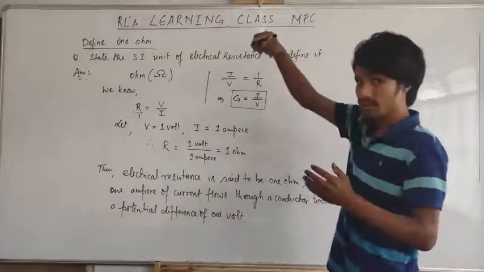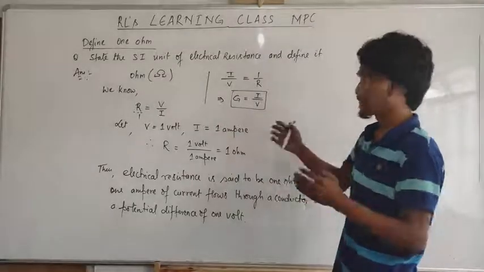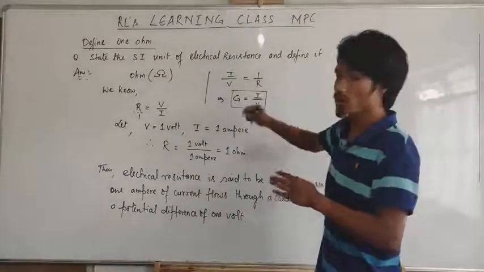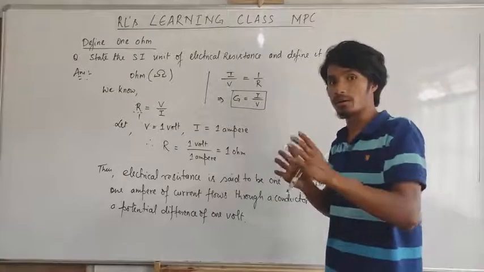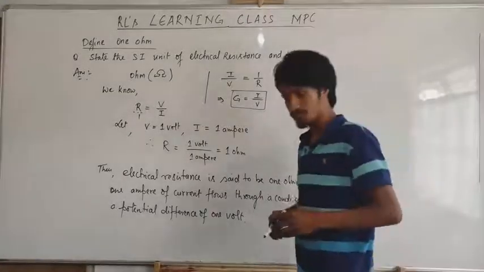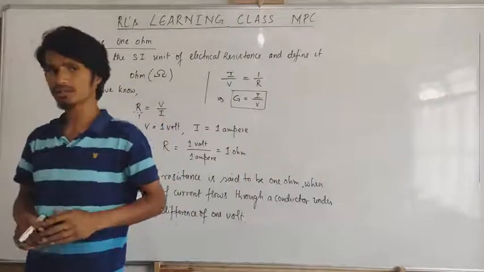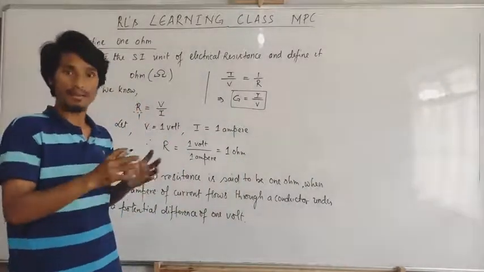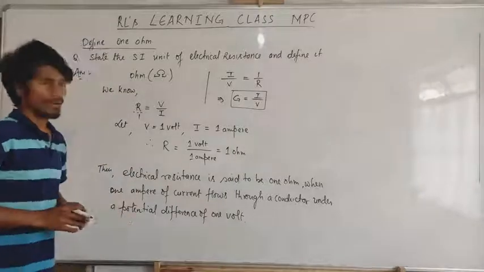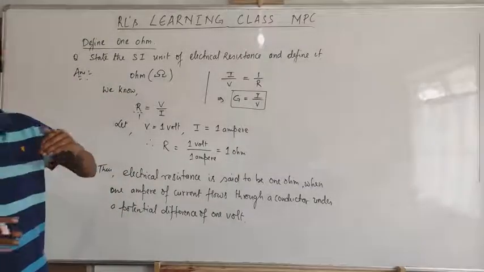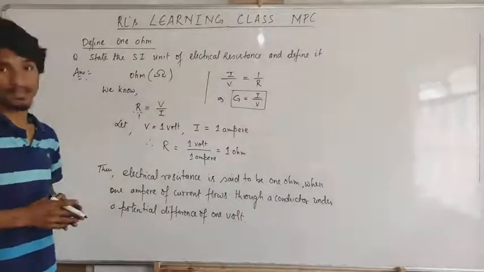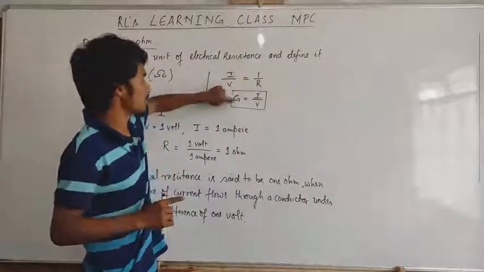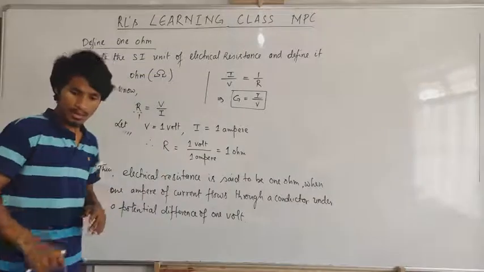Now, what is electrical conductance? 1 by R means the reciprocal. The reciprocal of resistance is called conductance. But this you don't need. Just know that the reciprocal of R is the electrical conductance. Okay, what is electrical conductance? The reciprocal of electrical resistance is called electrical conductance.